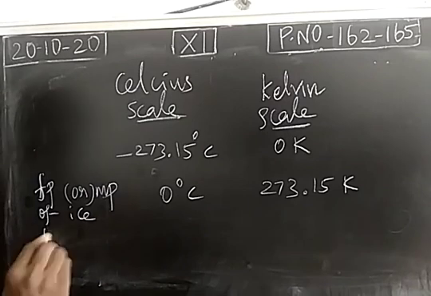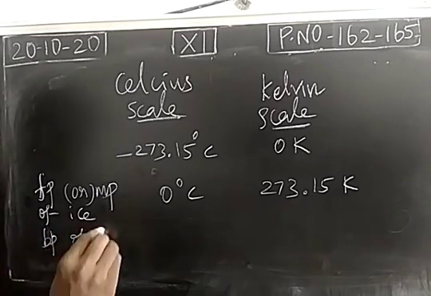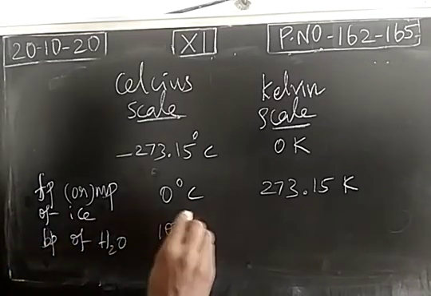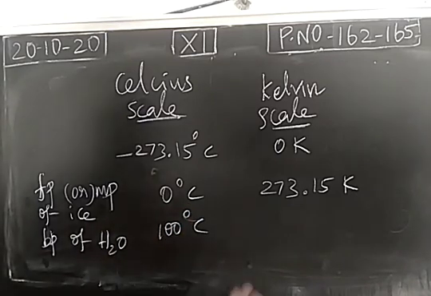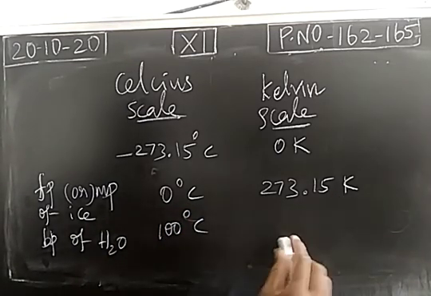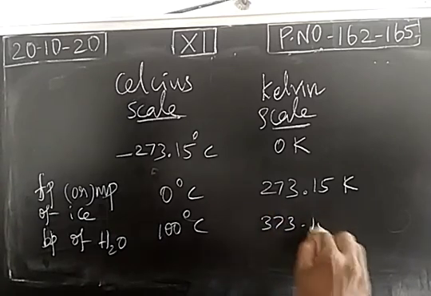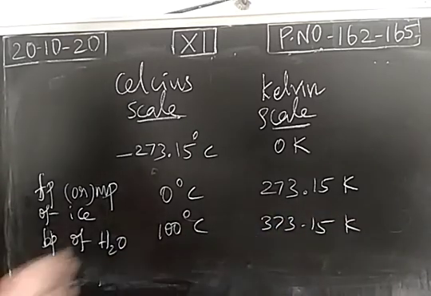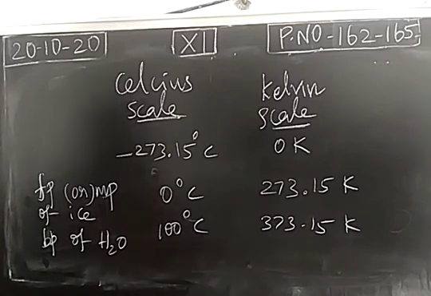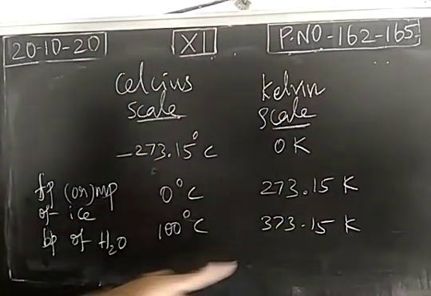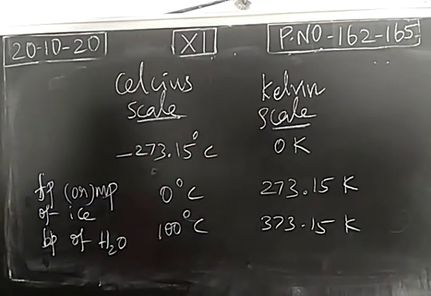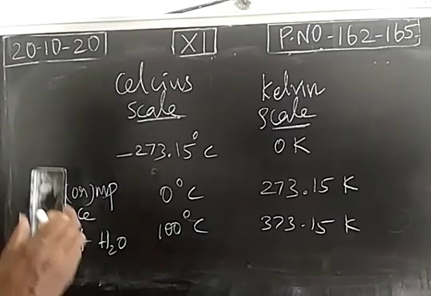Then what is the boiling point of water? The boiling point of water is 100 degrees Celsius. So 273.15 plus 100 gives 373.15 Kelvin. The Celsius scale and Kelvin scale temperatures are given in your book, page number 164. This is called Charles law. Charles law relates volume with temperature. Based on that, we conclude the introduction of a new scale, the Kelvin temperature scale.